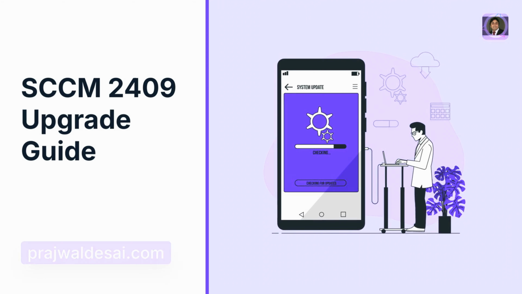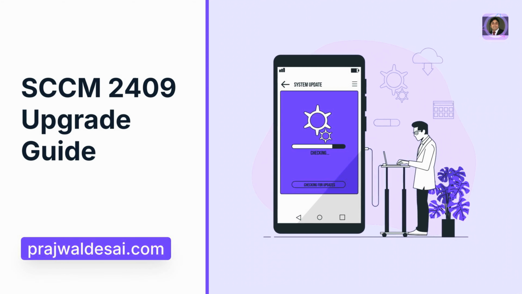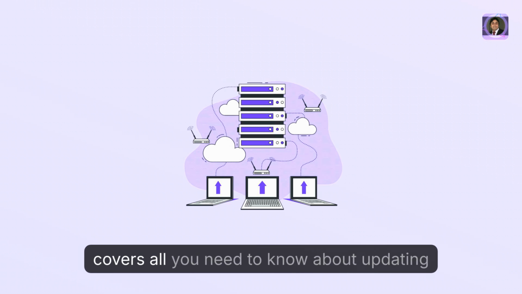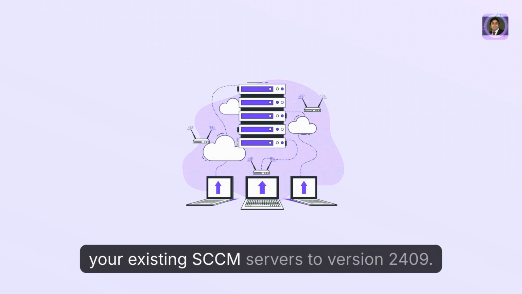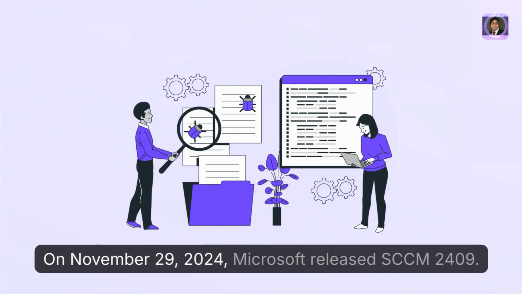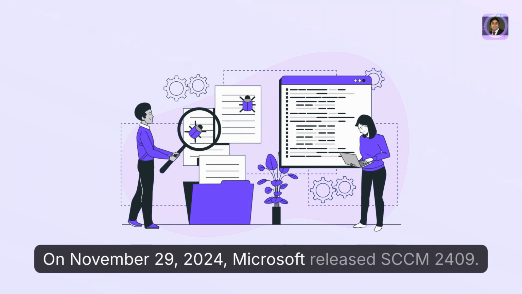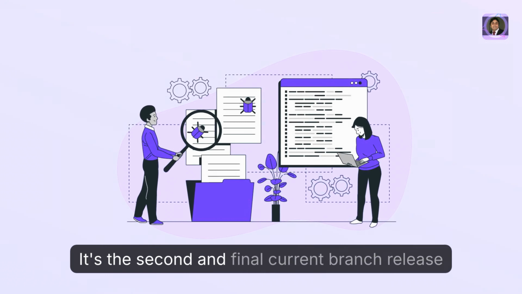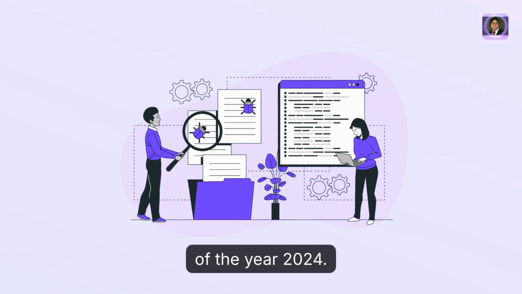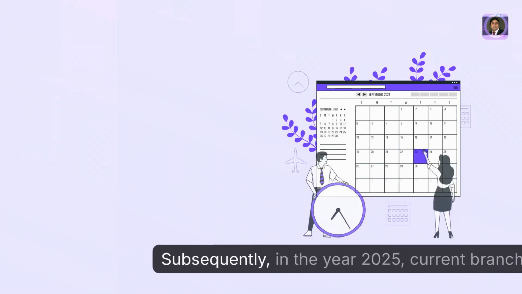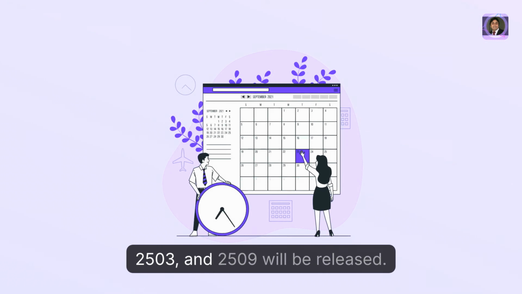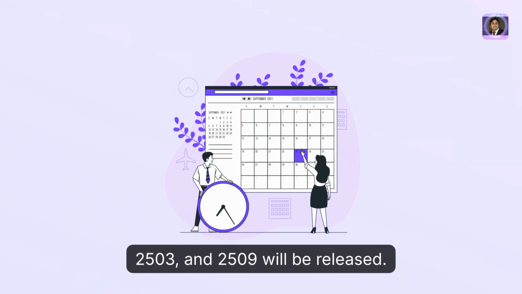SCCM 2409 Upgrade Guide. Welcome to the SCCM 2409 Upgrade tutorial that covers all you need to know about updating your existing SCCM servers to version 2409. On November 29, 2024, Microsoft released SCCM 2409. It's the second and final current branch release of the year 2024. Subsequently, in the year 2025, current branch versions 2503 and 2509 will be released.